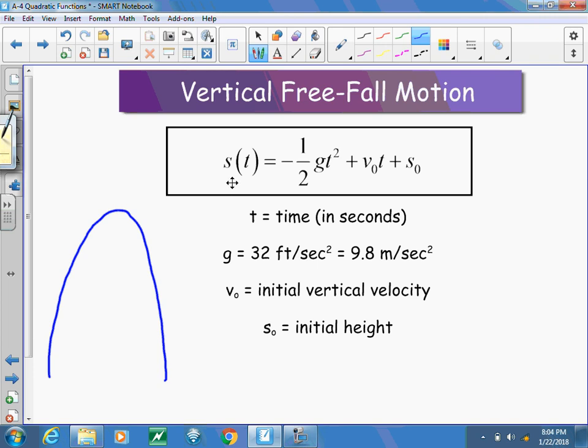So our function here is going to give you the height at a given amount of time. So I have negative 1/2 g times t squared. G is the gravity, and that can be two different numbers. It can either be 32 if you're referring to feet per second squared, or 9.8 meters per second squared. T is going to be our time in seconds. V sub 0, that's our initial vertical velocity, times t here, and then plus s sub 0, which is the initial height.